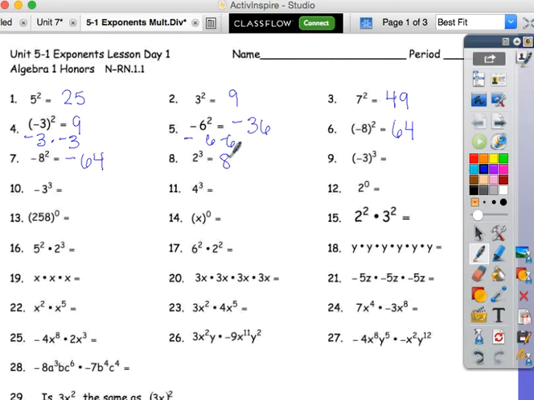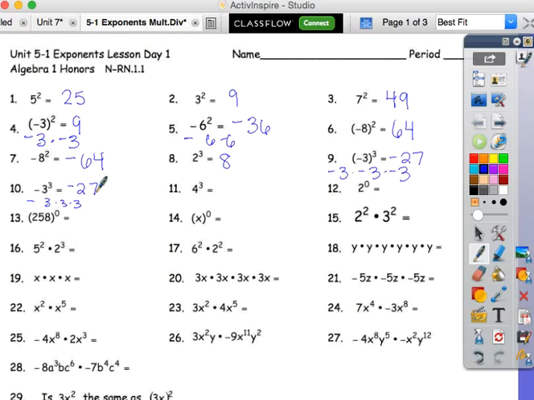Very good. Number 9, negative 3 in parentheses to the third power is going to mean negative 3 times negative 3 times negative 3. What would that be? Negative 27. Negative 27. Very good. Okay. Number 10 is a negative 3 times 3 times 3. What would that be? That one ends up being negative 27 as well, because it's an odd number of negatives in number 9. So you end up getting the same thing.